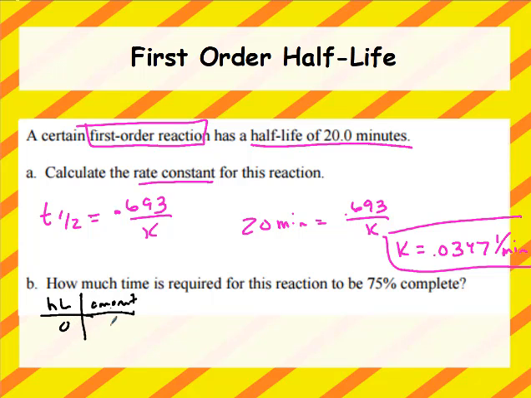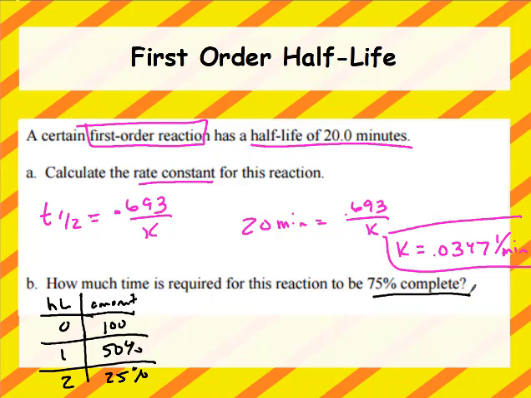I would say at 0 half-lives, I have 100% left. After 1 half-life, I would have 50% left. After 2 half-lives, I would have 25% left. Well, this reaction is 75% complete, which means I have 25% left. So 2 half-lives have gone by. 2 half-lives times 20 minutes means 40 minutes must have been required.